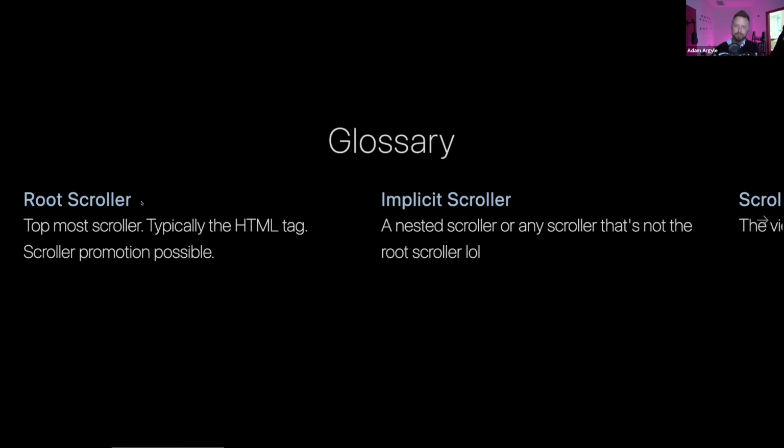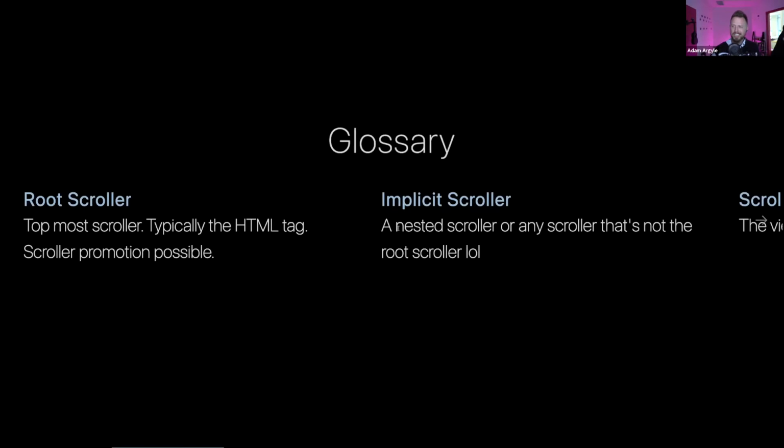First one is the root scroller. The topmost scroller. This is typically the HTML tag, which is also something I don't think most people know. They always set body to overflow Y auto, and really it's your HTML element that has that by default, not your body element. So this root scroller is your topmost scroller, which can change, right? There's this thing called scroller promotion, which we're not really going to talk about today, but just think about this thing as the topmost scroller.